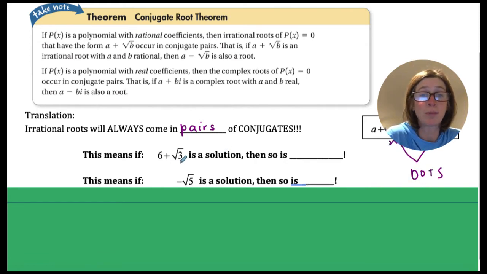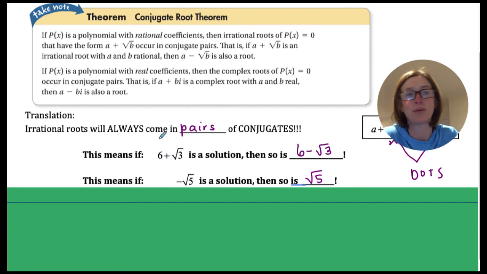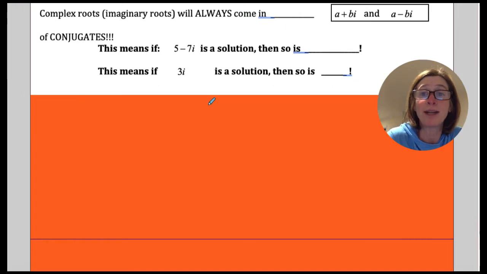All right, so if 6 plus root 3 is a solution, then so is 6 minus root 3. If negative root 5 is a solution, then root 5 is a solution. That's what the conjugate root theorem basically says. So you're going to have to remember that, right? If you see one irrational root, you need to know that the conjugate is also going to be a root. All right, the same is true with complex roots or imaginary roots.